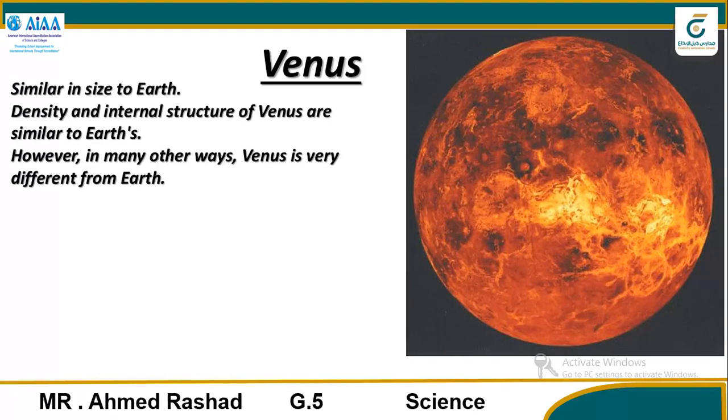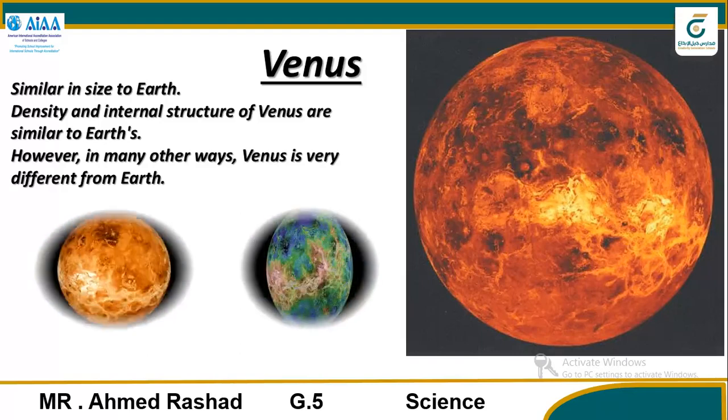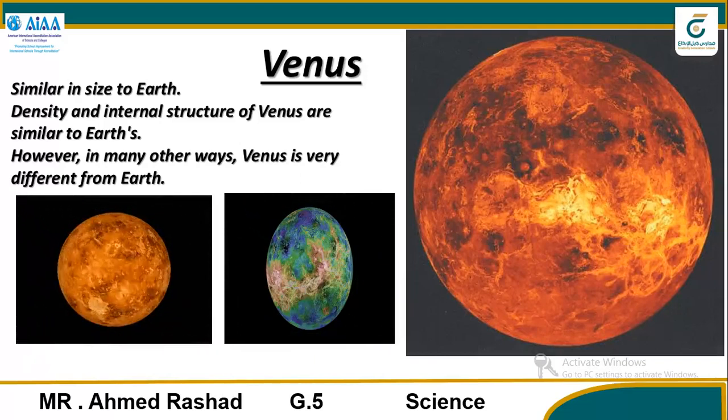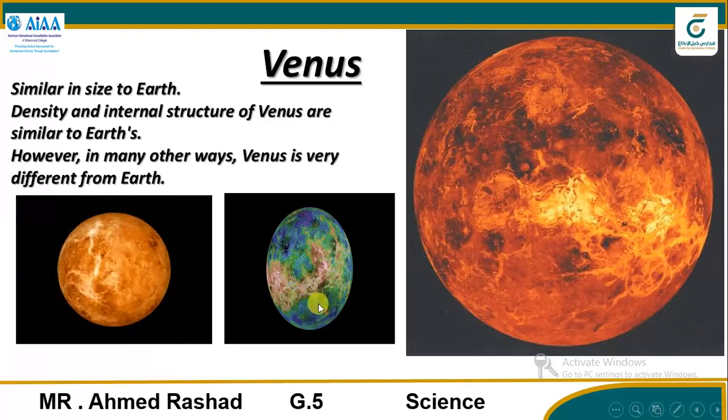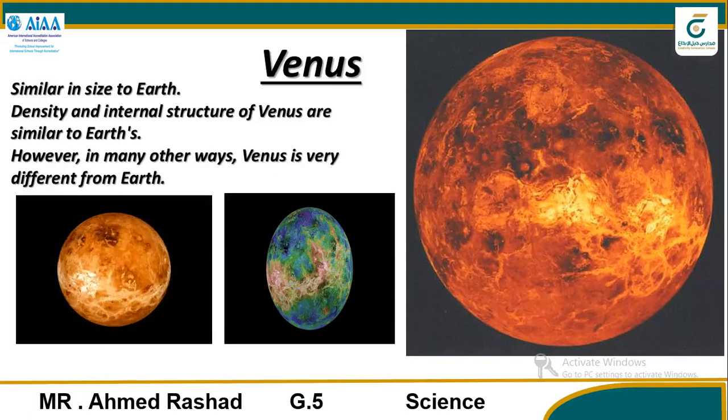Venus is very different from the Earth in its atmosphere. Here we can see the difference between Venus with clouds and Venus without clouds. Venus without clouds looks the same as the shape of the Earth, but with the clouds it's different. That's because of the different atmosphere and gases in the atmosphere between the Earth and Venus.